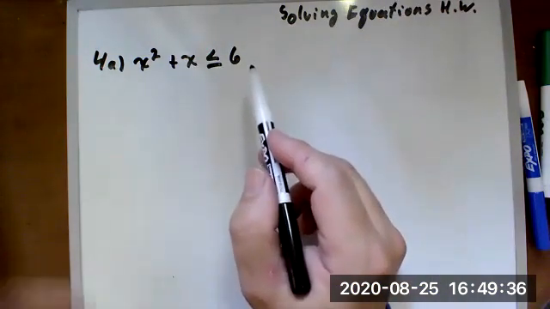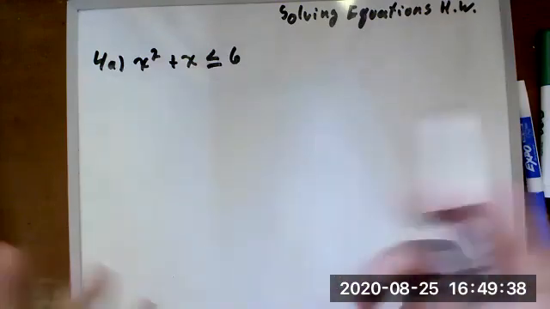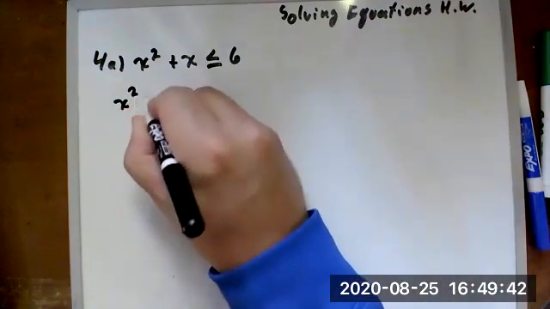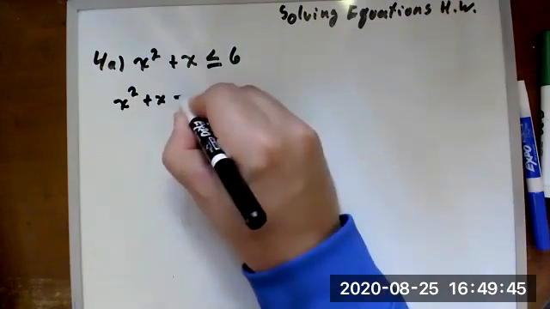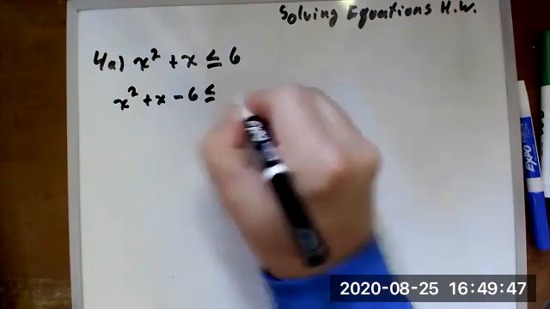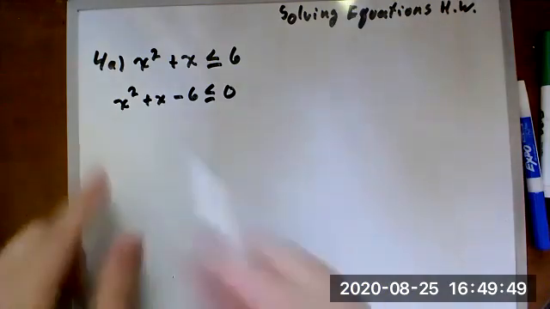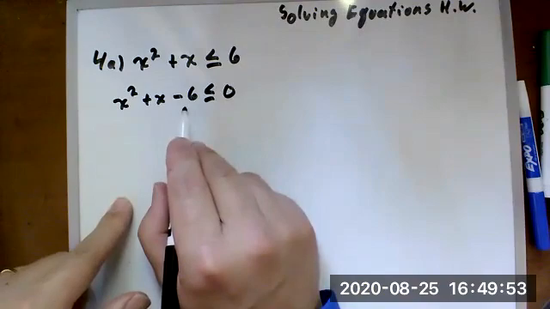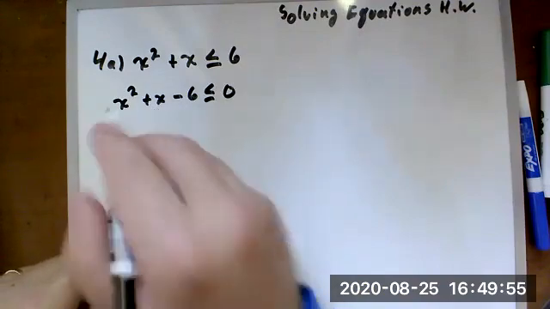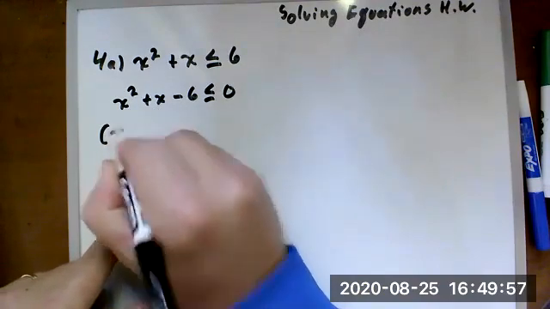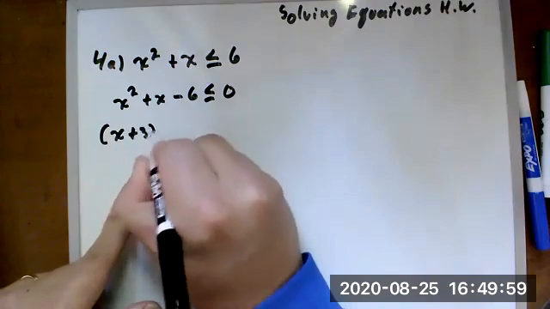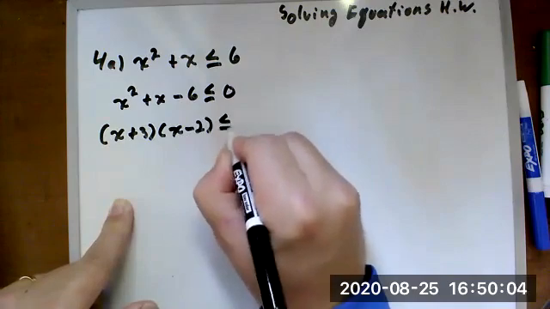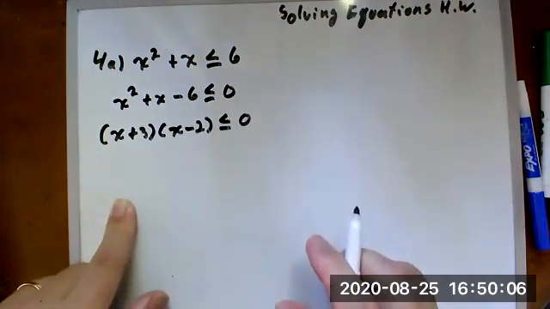So what we want to do is get everything onto one side of the equal sign so it looks like something we're used to seeing. So this ends up doing this. We have x squared plus x minus 6 less than or equal to 0. Now I can factor this side. Multiplies to make 6, adds to make 1, with a negative there. This becomes (x plus 3)(x minus 2) less than or equal to 0.